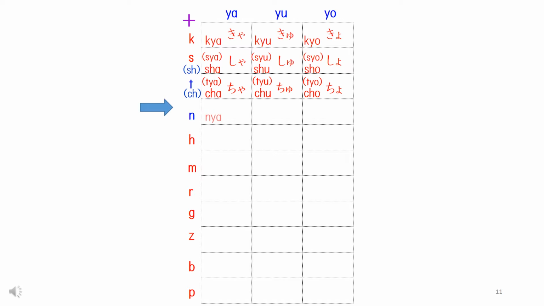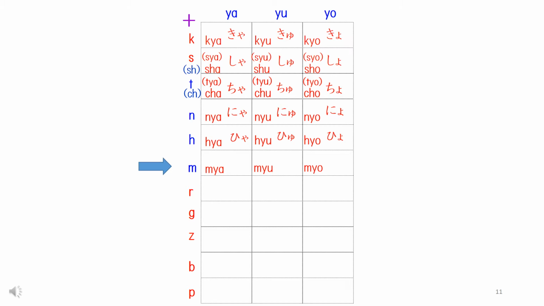Next, nya, nyu, nyo. The hiragana are nya, nyu, nyo. Next, hya, hyu, hyo. The hiragana are hya, hyu, hyo. Next, mya, myu, myo. The hiragana are mya, myu, myo. And next, rya, ryu, ryo. The hiragana are rya, ryu, ryo.